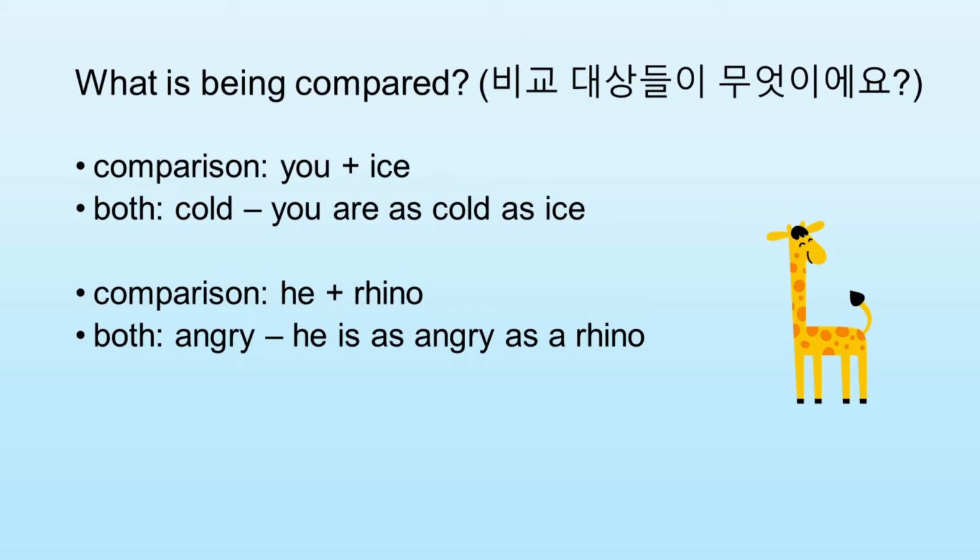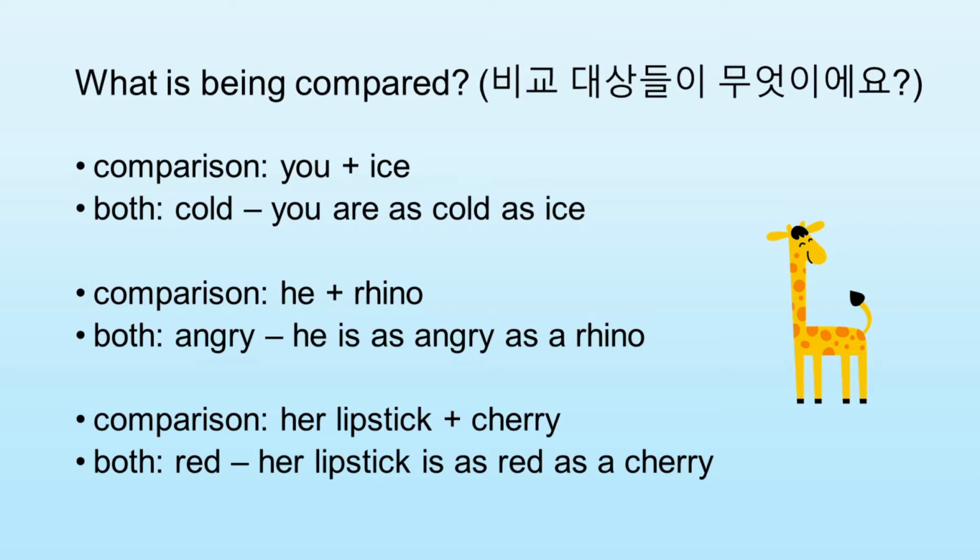Okay, let's take a look at a third example. Her lipstick and cherry. I wonder. I see. So cherries are red and so is her lipstick. So, her lipstick is as red as a cherry. These are some examples of comparison similes.